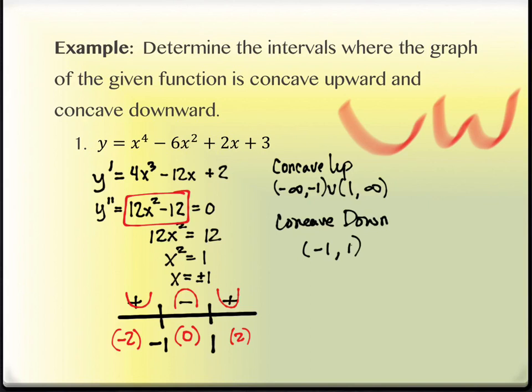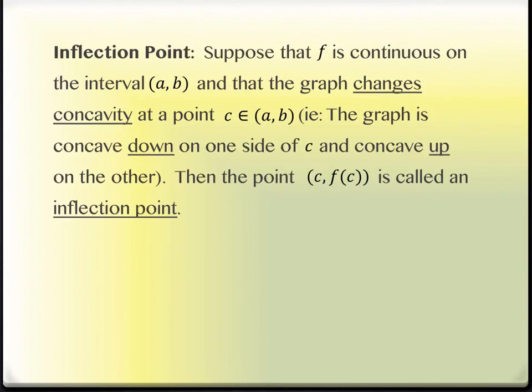You might be thinking, well, is there something special about these places where it changes concavity? The answer is yes, there is. Those places where it changes concavity are called inflection points. So an inflection point for a graph f that's continuous is a location where the graph changes concavity from concave down to concave up, or vice versa. When that happens, this point is called an inflection point.